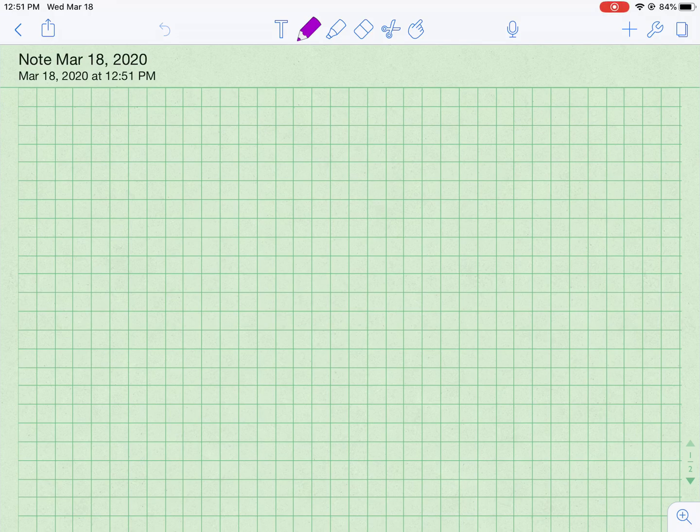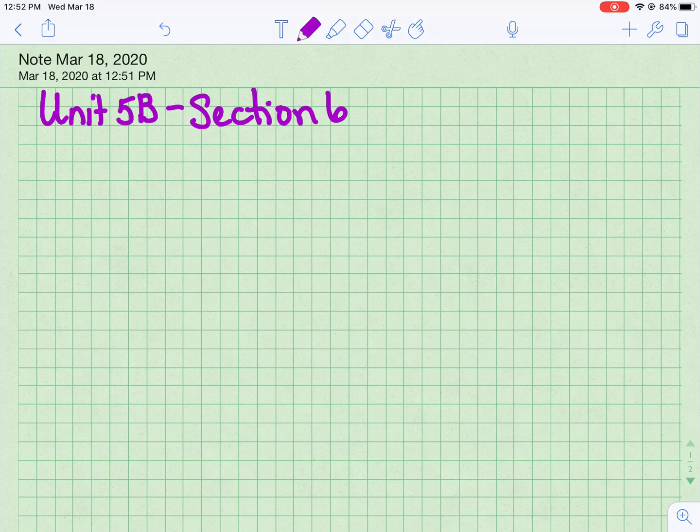Hi guys, I'm going to look at Unit 5B, Section 6 again. I've gotten some questions from some people. They're having a hard time getting this done. I gave you the first 2 pages of homework. So you have numbers 1, 2, 3, 4, and 5. We didn't get to 4 and 5, I don't believe, in class.